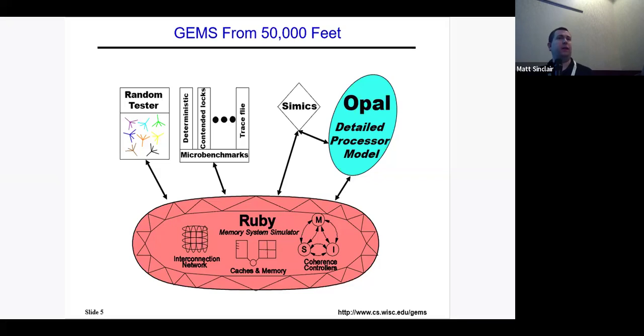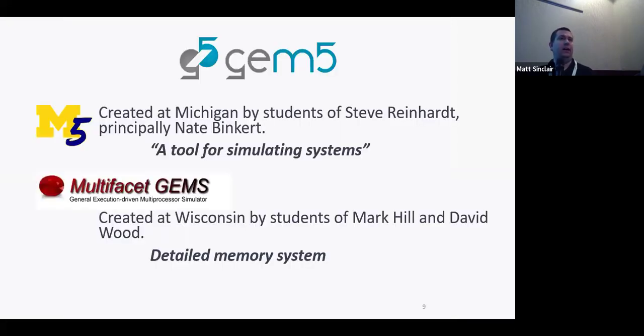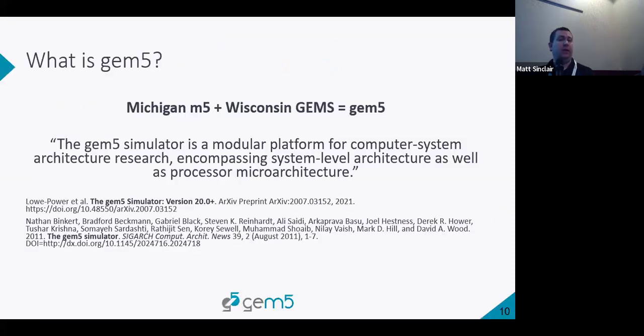But each of them, M5 and GEMS, kind of had the thing the other needed. So GEMS had this highly detailed, highly configurable memory subsystem. M5 had this highly detailed but less configurable memory subsystem that went with its highly configurable CPU model. So if you will, the M5 CPU model went really well with the GEMS memory subsystem. And so that's where gem5 came about. It came about by combining the strengths of those two tools into a new platform.